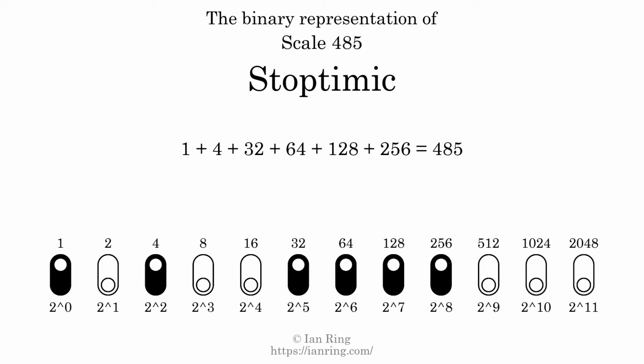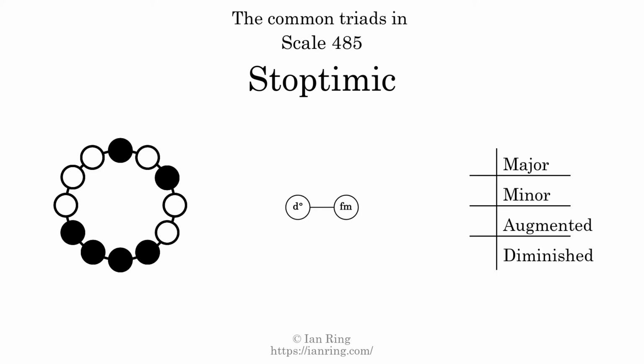The scale number not only enumerates the scale with a unique index, but it also literally describes the tonal content of the scale. Represented as a binary number in base 2, the scale number is 0001111000101. Here are the common triads present in this scale.